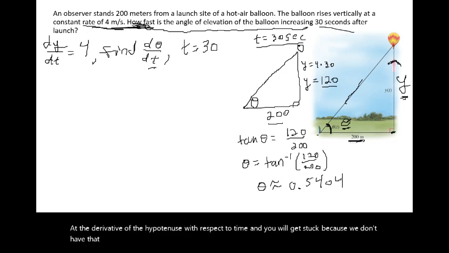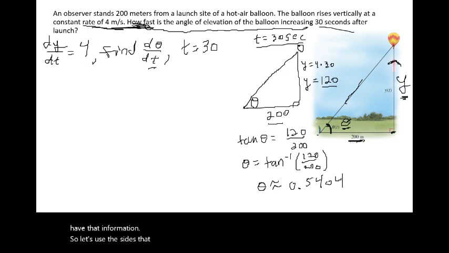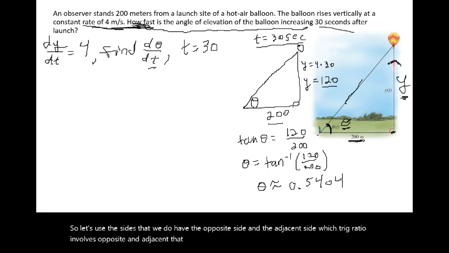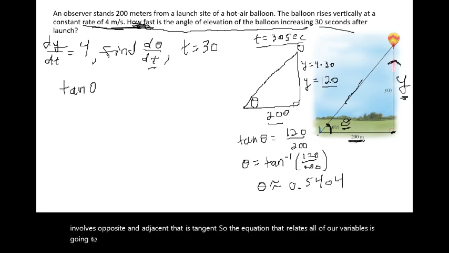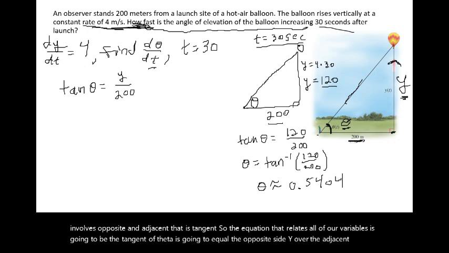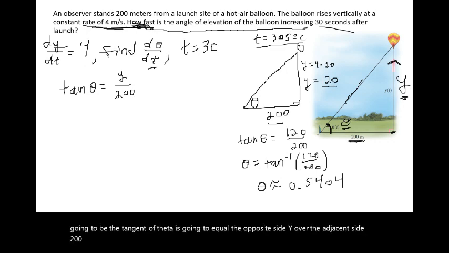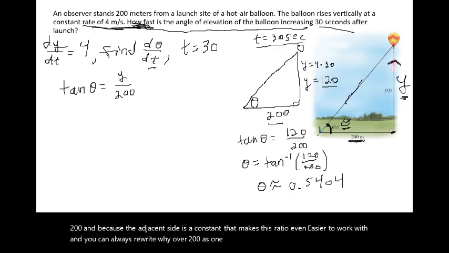So let's use the sides that we do have, the opposite side and the adjacent side. Which trig ratio involves opposite and adjacent? That is tangent. So the equation that relates all of our variables is going to be the tangent of theta is going to equal the opposite side y over the adjacent side 200. And because the adjacent side is a constant, that makes this ratio even easier to work with. And you can always rewrite y over 200 as 1 over 200 times y if that makes things easier.